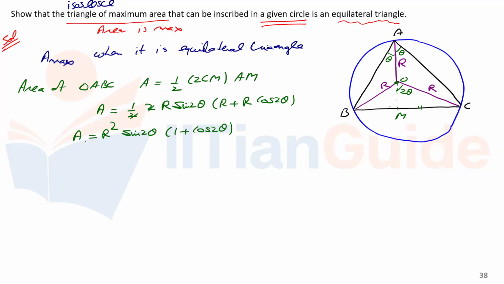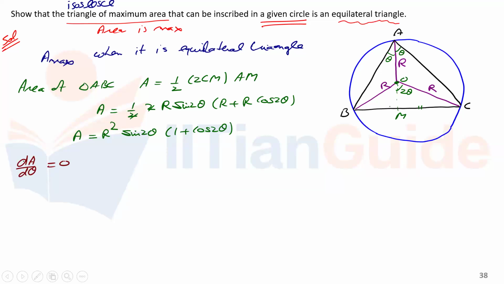Now I have got the expression for the area, and we have only a single variable theta. R is a constant. So I need to differentiate it. I will calculate dA by d theta and make it 0. Now, all of you, please proceed yourself. Calculate dA by d theta and make it 0. Then you will get the value of theta.